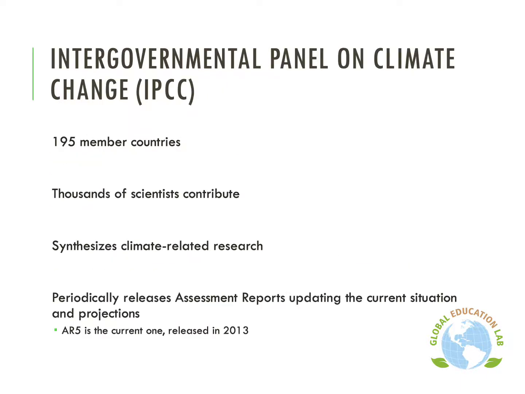Aside from going straight to the primary data sources in the peer-reviewed literature, the most recognized and reputable source for climate change projections is the Intergovernmental Panel on Climate Change, or IPCC. At the time of creating this module, the IPCC had 195 member countries and thousands of individual scientists who contribute. The goal of the IPCC is to synthesize climate research and make projections. Work of the IPCC is ongoing, but their major efforts are released in assessment reports.